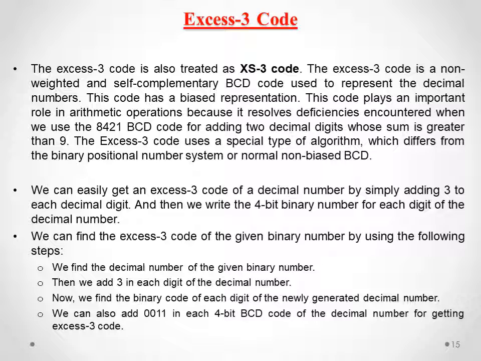The XS3 code is a non-weighted and self-complementary code. This code is mainly used for arithmetic operations and it resolves the deficiencies encountered in the BCD code. Generally, the XS3 code is obtained by adding 3 to each decimal digit, and then we write the 4-bit binary number for each digit of the decimal number.